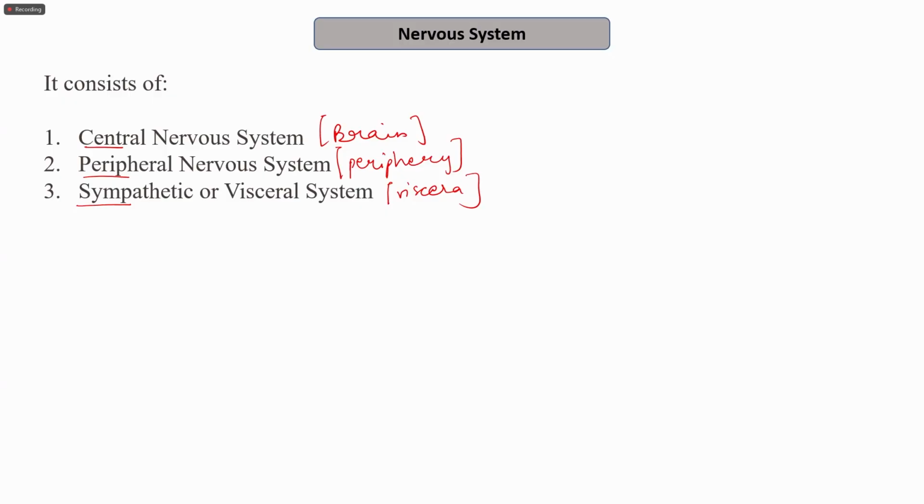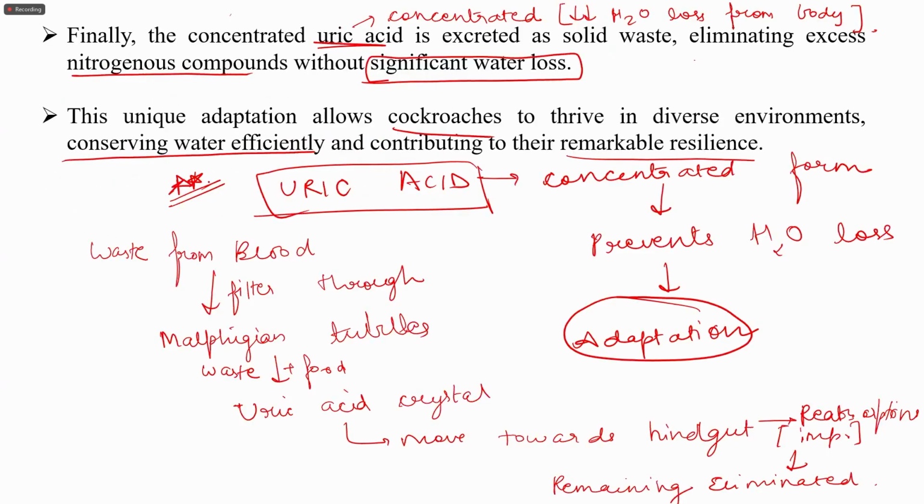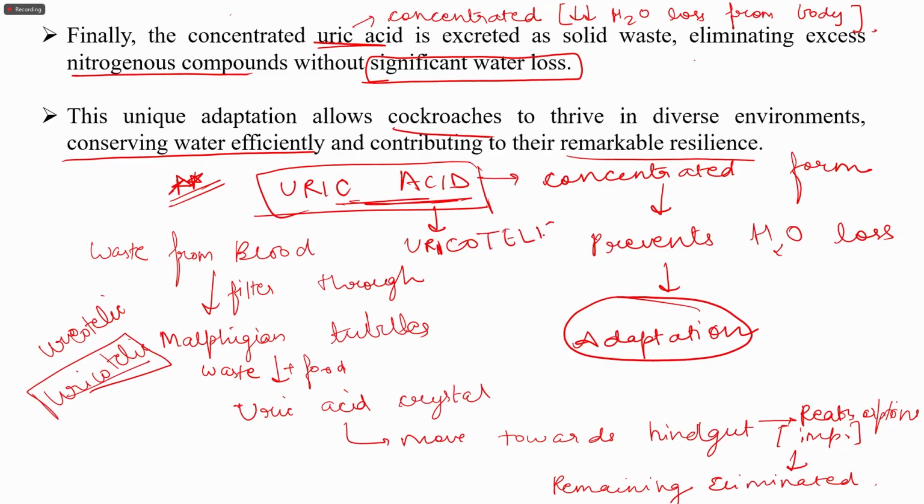Before proceeding further, I would like to add one more point to this excretory system: since they are excreting uric acid, the examiner may ask whether they are ureotelic, uricotelic, or ammonotelic. Since these organisms secrete uric acid, they are uricotelic. Right? And this uricotelic behavior is mainly an adaptation to prevent water loss.